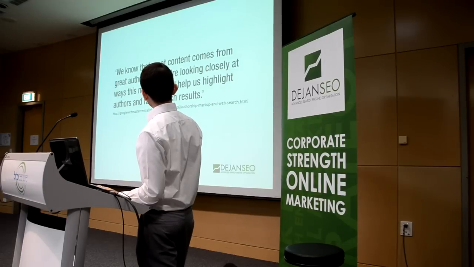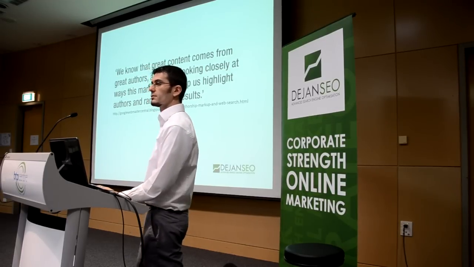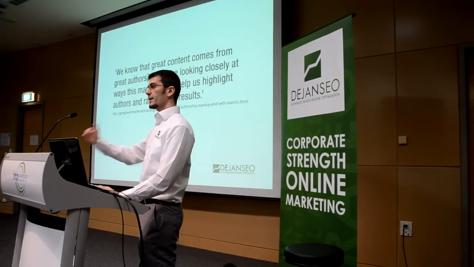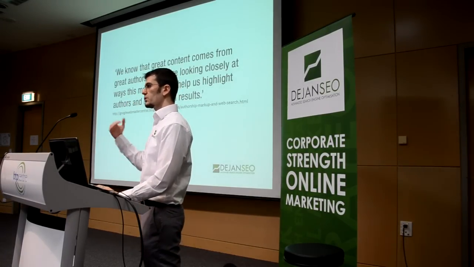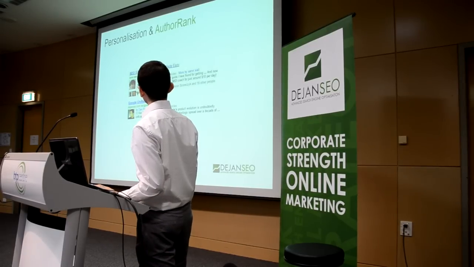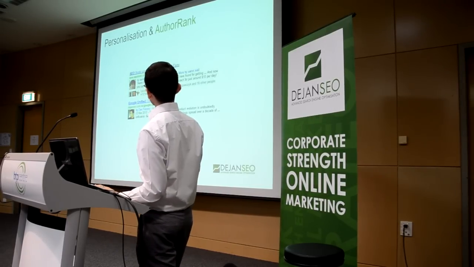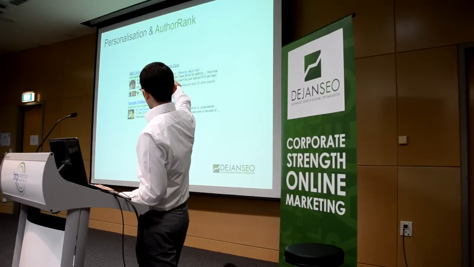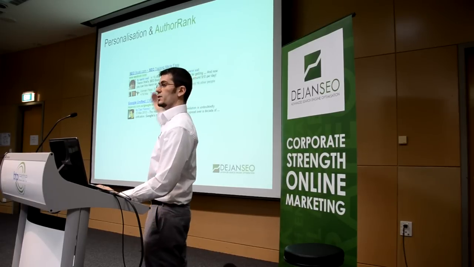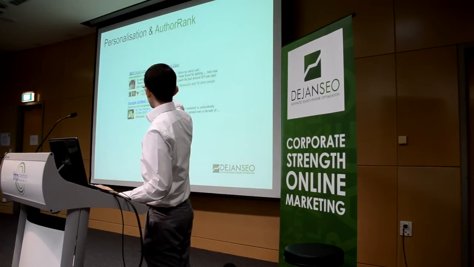We know that great content comes from great authors, right? So they're trying to pick good authors and rank that content really well. You need to think about, how can I become a great author in Google's eyes? Well, here you see an example of personalization and author rank. For example, that result there by Aaron Wall came up for me higher than it should have, because some of my friends have shared it.